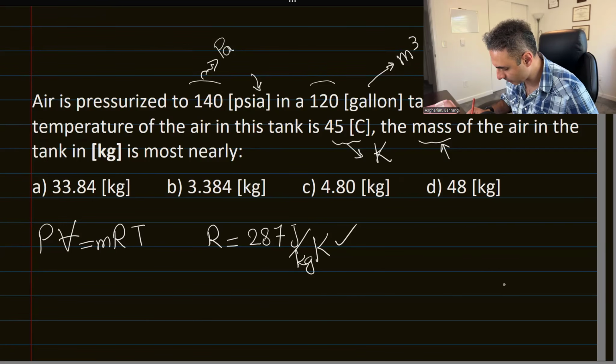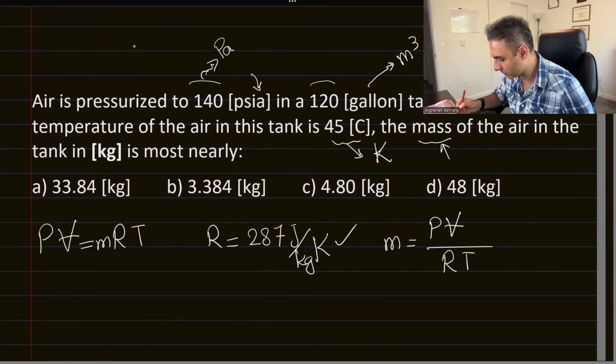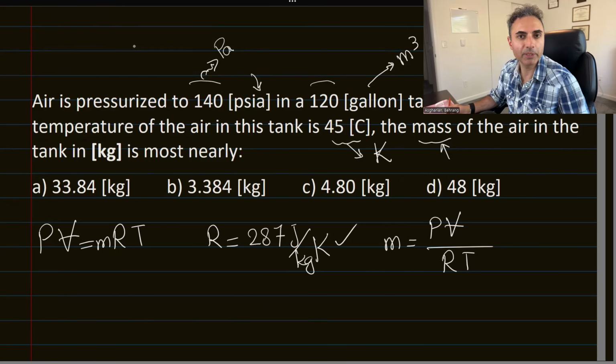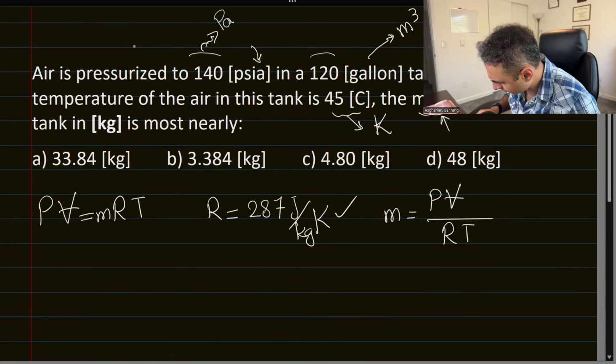Now, how do I find mass? In order to find mass, I just play with that equation, and m becomes P times V over R times T. The only problem is I need to convert pressure from PSI absolute to pascals, V from gallons to meters cubed, and T from Celsius to Kelvin. And that's what I'm going to do.